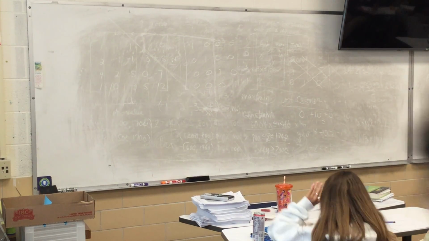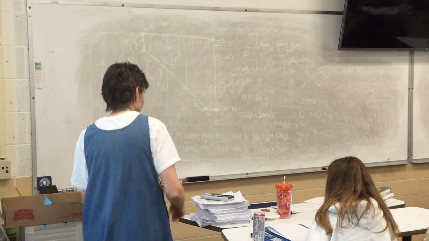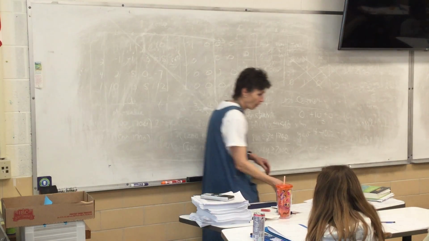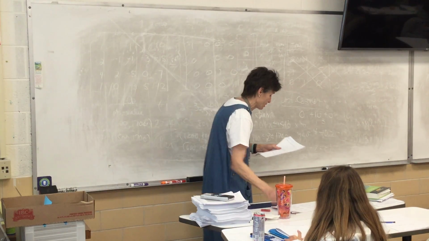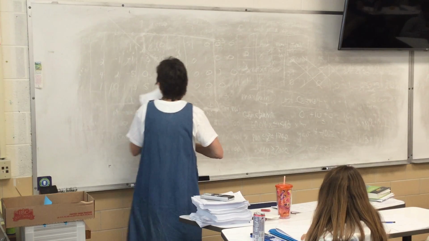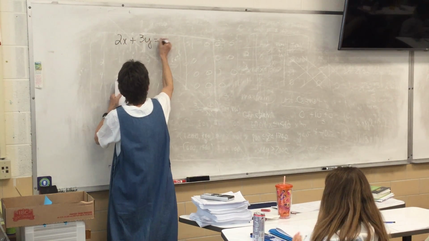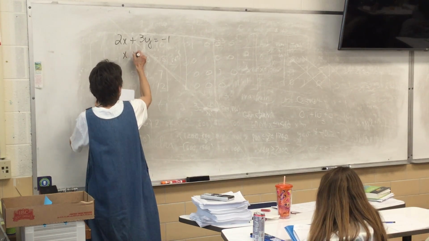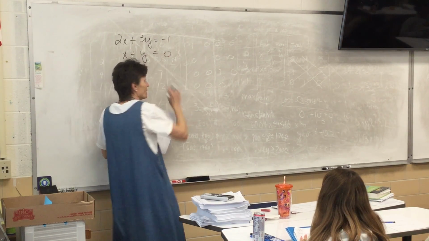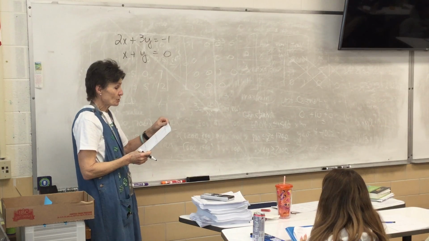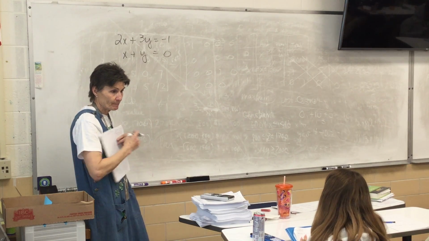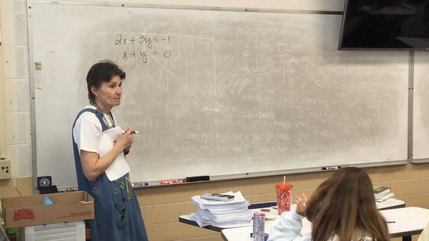All right, here we go. We'll get through the first part really quickly because you are all substitution and elimination masters. So here we go. 2x plus 3y equals -1 and x plus y equals 0. Directions say substitution. So what do we do if we're substituting?